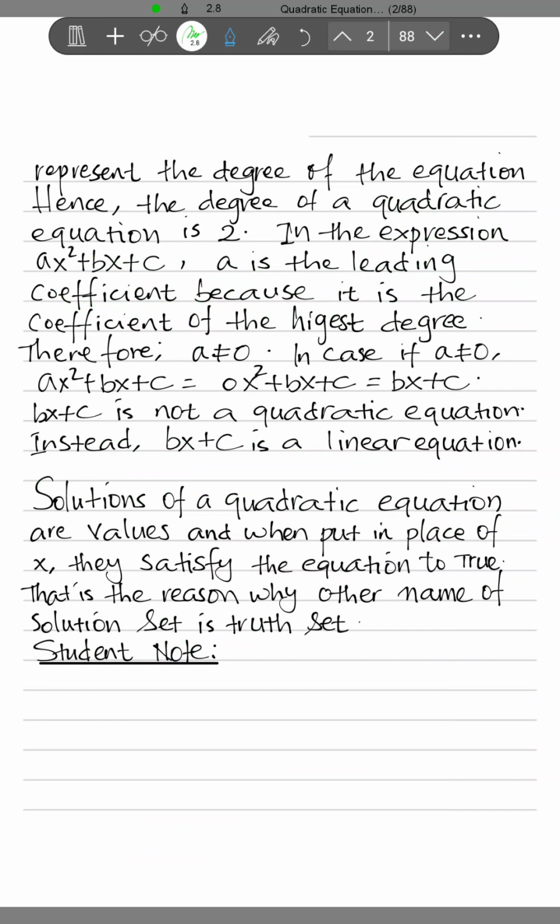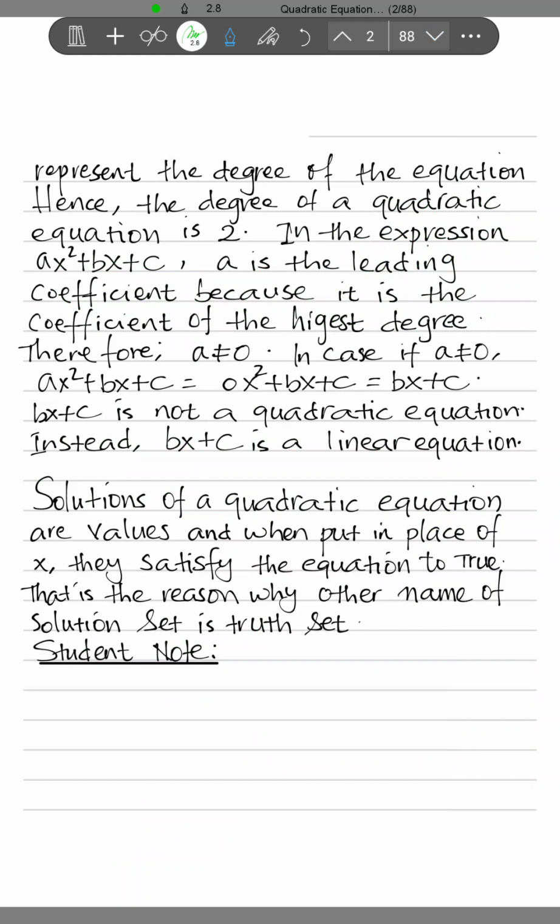Okay, we're at page number 2 now. In an expression like ax squared plus bx plus c, a is the leading coefficient because it is the coefficient of the highest degree. Therefore, the leading coefficient should be different from 0. When it is 0, it is no longer a quadratic equation. It's going to be a linear equation.